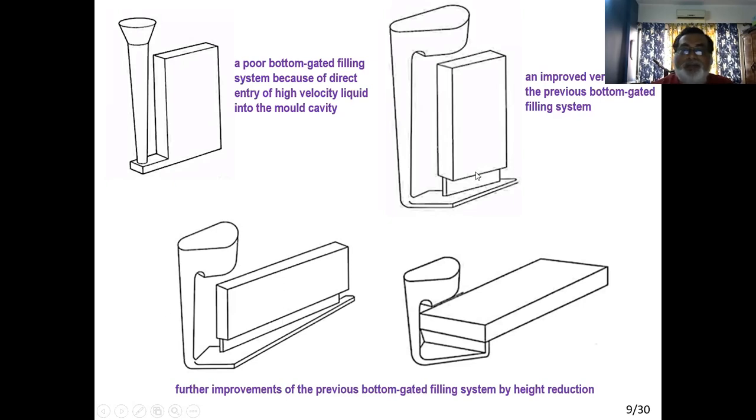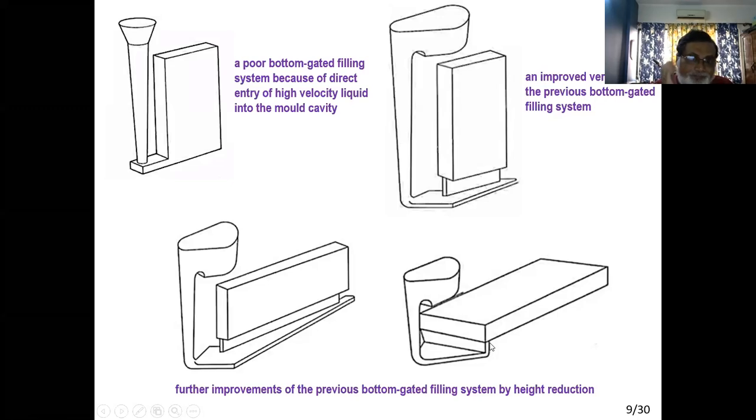Liquid metal here moving from here to here. So the distance of movement of liquid metal is minimized here. So this is better than this one, but certainly this is much better compared to all these four gating systems.